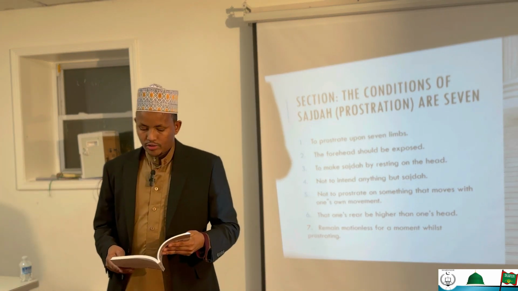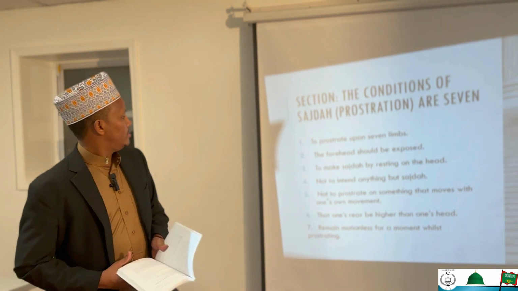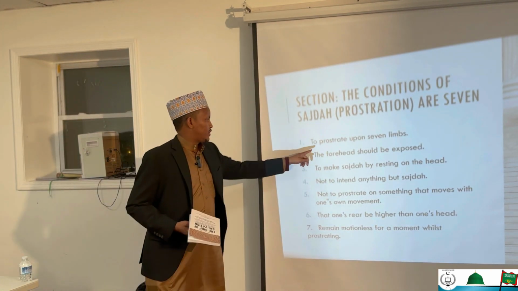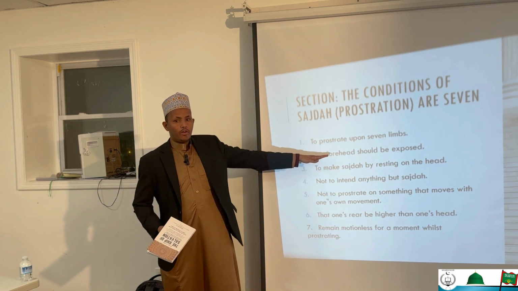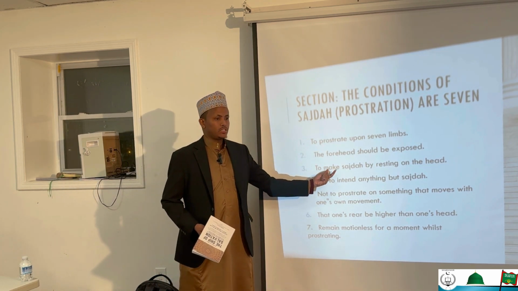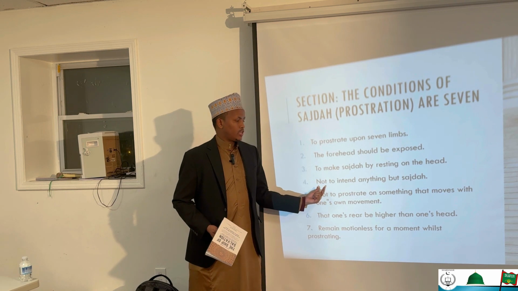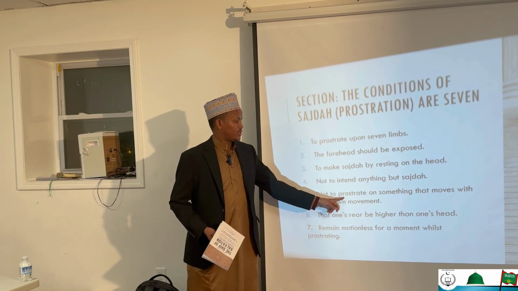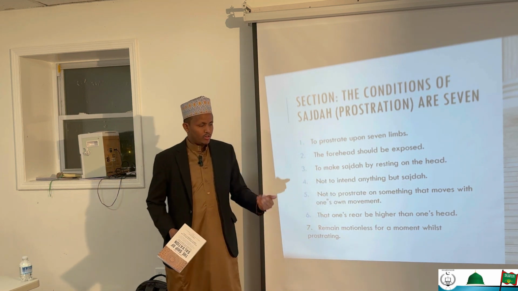Okay, so those are the conditions of sujood. The conditions of prostration are 7. Prostrate upon 7 limbs. Forehead should be exposed. Make sajda by resting on the head. Not to intend anything else but sajda. Number 5 is not to prostrate on something that moves with one's movement.